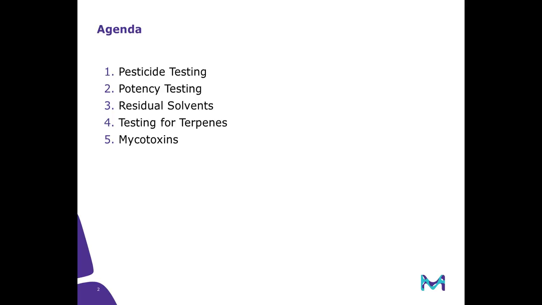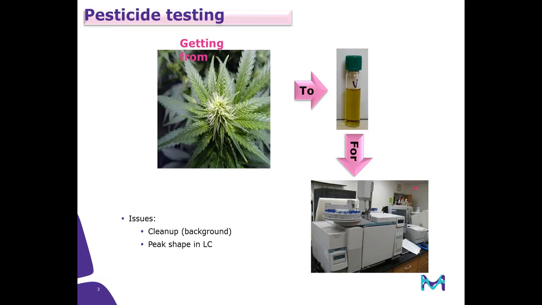So what we're going to cover, I'll start with pesticide testing, which is a required test in many states in which medical and recreational cannabis is legal. Then I'll talk a little bit about potency testing, a couple of new approaches for doing residual solvent and testing for terpenes, and finally I'll wrap up with mycotoxins.